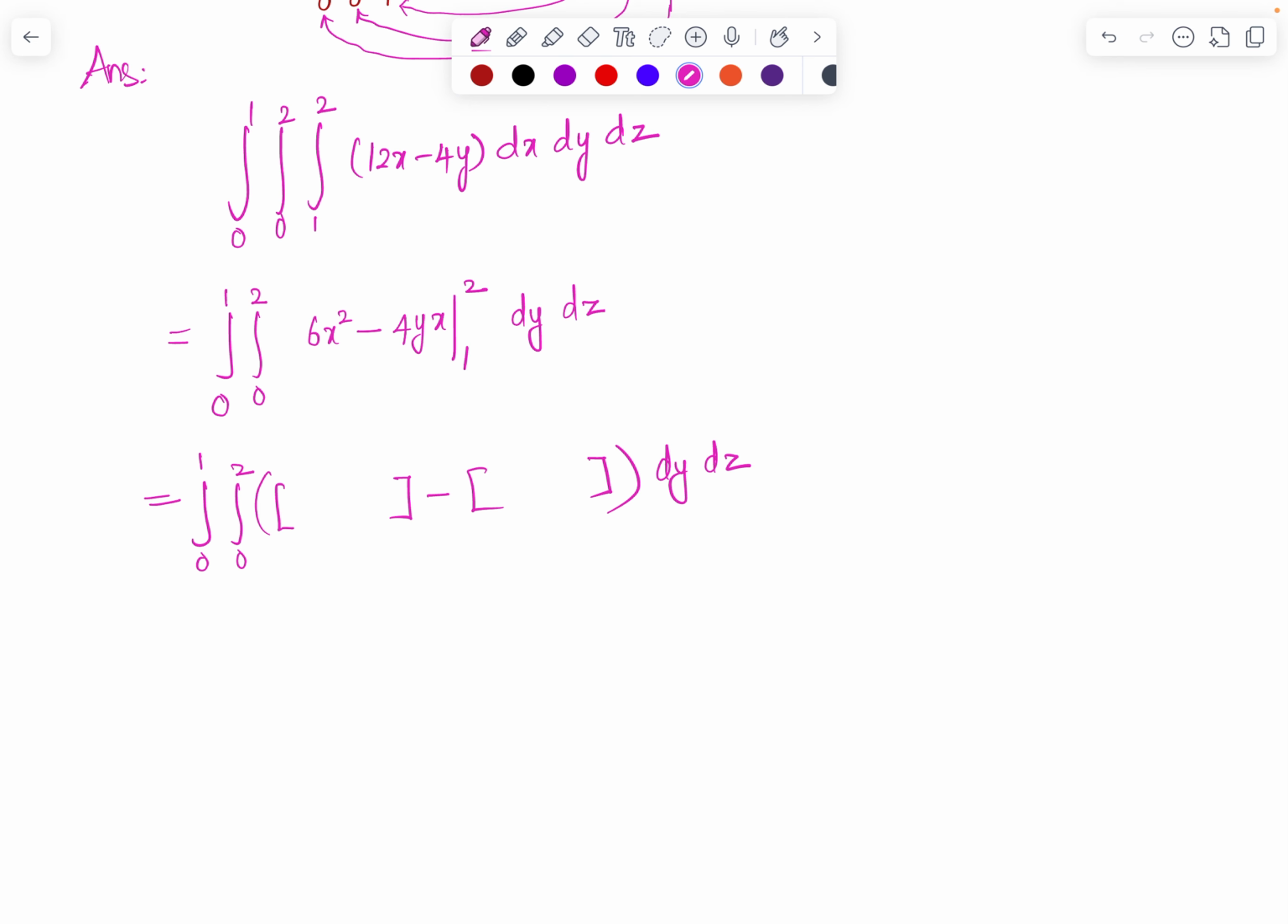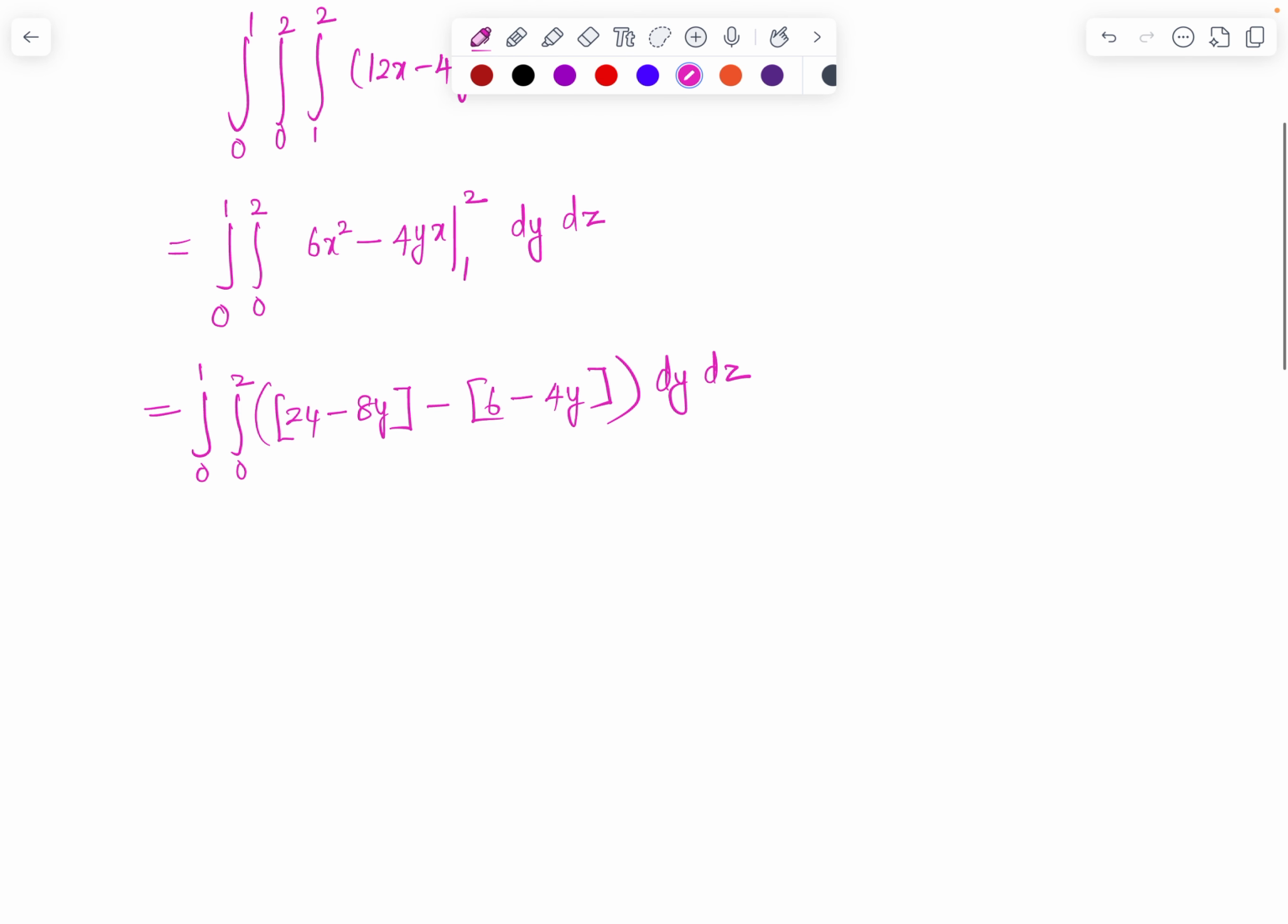So put the upper limit in the place of x. So 6 times 2 square, that is 24, minus, in the place of x I have to put 2, so 4 times 2, that is 8y, and in the lower limit, in the place of x I put 1, so it is 6, minus, so you get 4y.